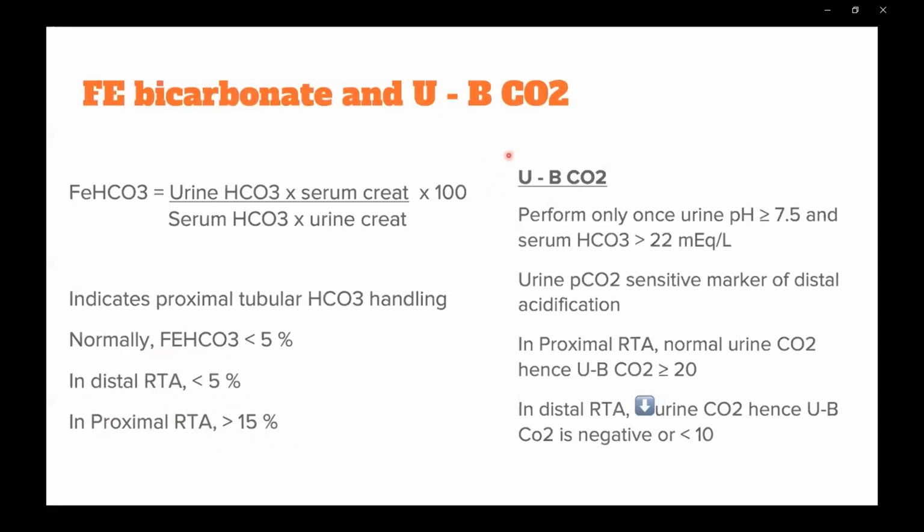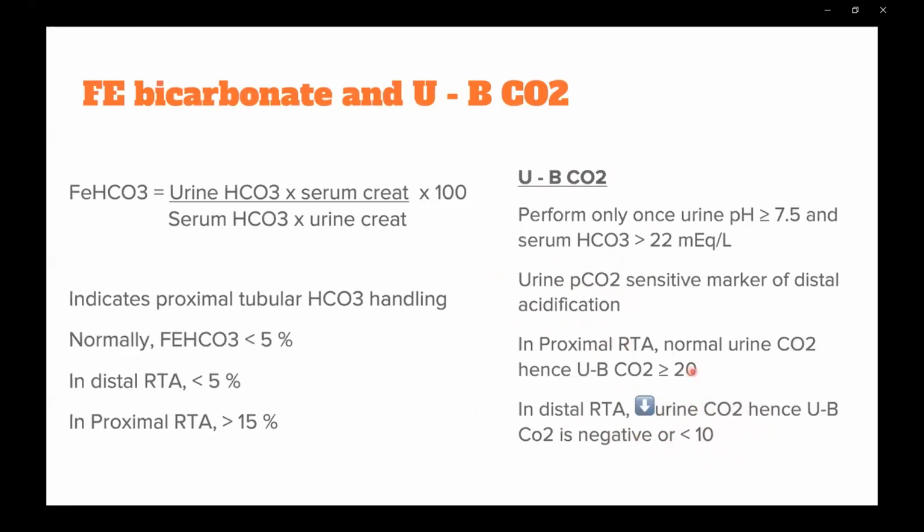Now, another important concept which we are trying to understand here is U minus B CO2. So basically, urine PCO2 is considered to be a sensitive marker of distal acidification. Only if the distal acidification mechanisms are intact, you get more CO2 in the urine. So if the distal acidification mechanisms fail, H plus is not getting secreted, then PCO2 formation is also affected. Hence, a low urine PCO2 or a low U minus B, urine minus blood difference, really suggests that the distal acidification mechanisms are affected. And this is the mechanism in distal RTA. Hence, we see that in distal RTA, the urine CO2 is going to be much less, and the difference in urine minus blood is either going to be negative or less than 10.